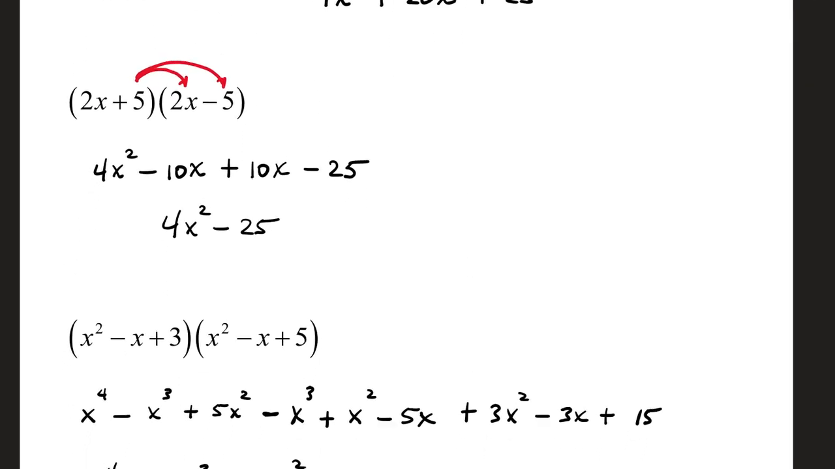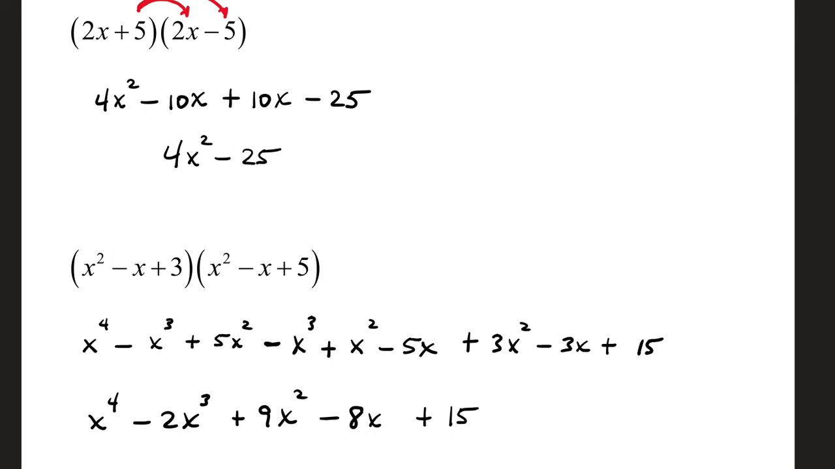Let me scroll up. 2x times 2x is 4x squared. 2x times negative 5 is negative 10x.